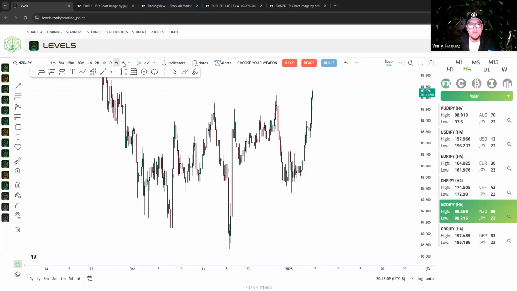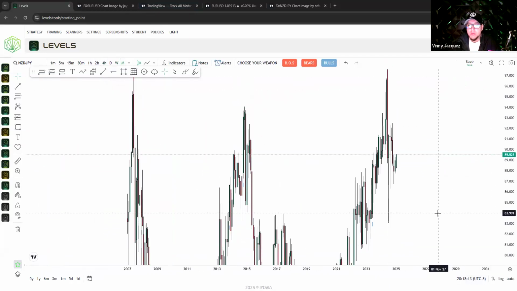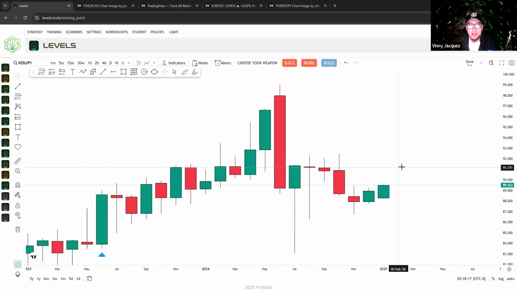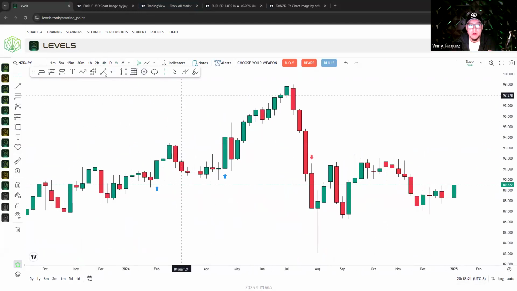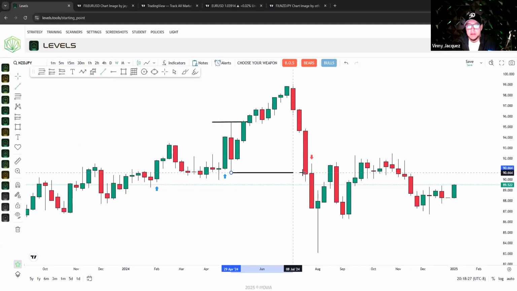That was the weekly time frame. Okay, so let's go to the monthly real quick. Yes, exactly. Look at this, guys. This is the weekly structure I was telling you about right here. BOS to the upside, change of direction to the downside.